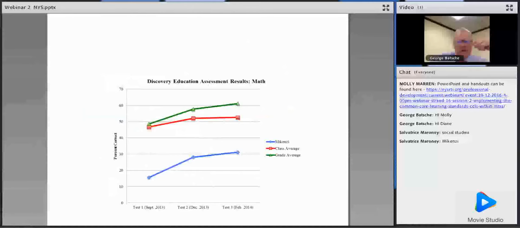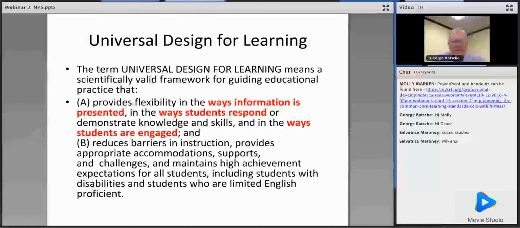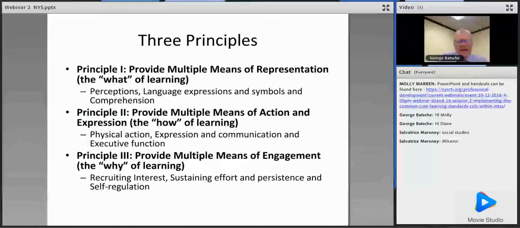This is really an important instructional practice. It is a tier 1 practice, and it focuses on flexibility in the ways information is presented, flexibility in how students can communicate what they know, and the ways in which students are engaged. So it reduces barriers to instruction, provides appropriate accommodations and supports, and you can read the rest of it.